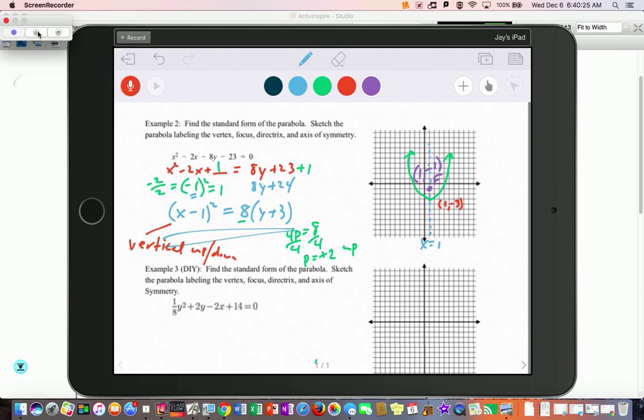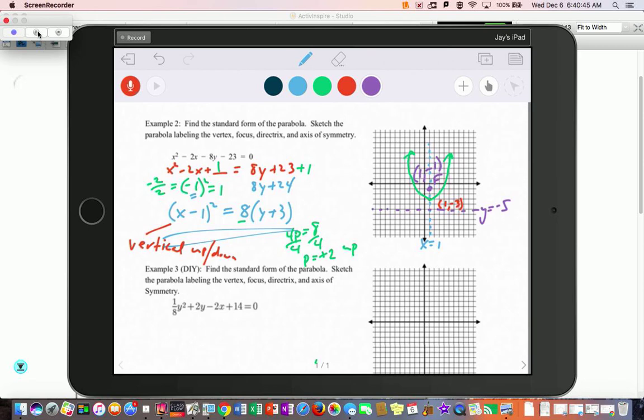I only go up 2 from the vertex. And then I go down 2 from the vertex. And I draw this horizontal line. That's down 2 from the vertex. So that's y equals negative 5. So you have the vertex labeled, the focus labeled, directrix, and axis of symmetry.